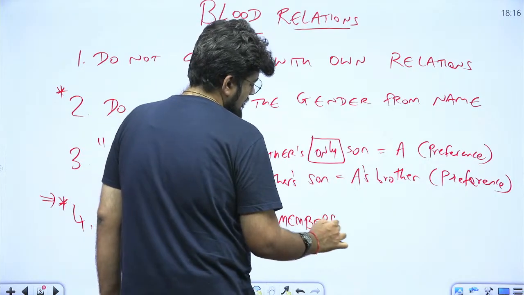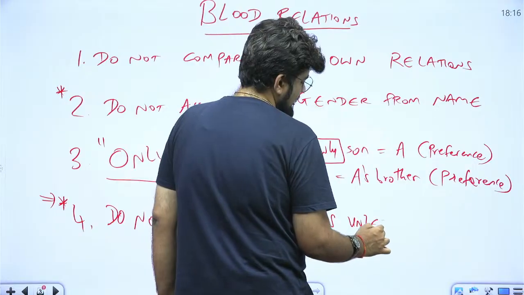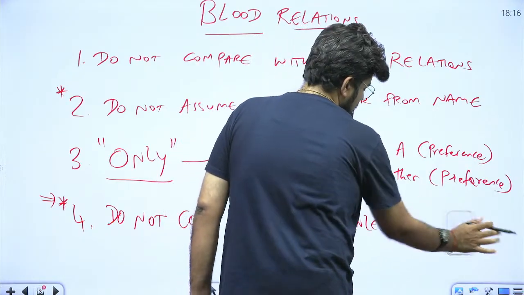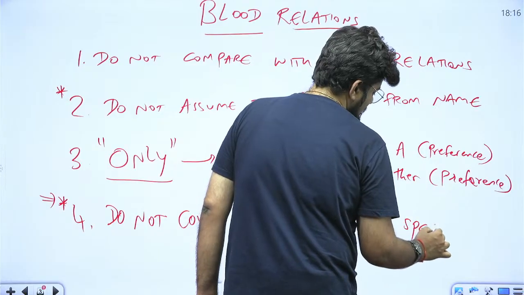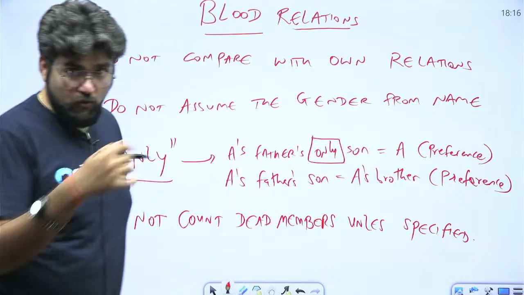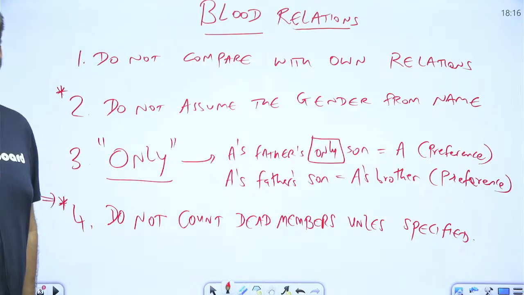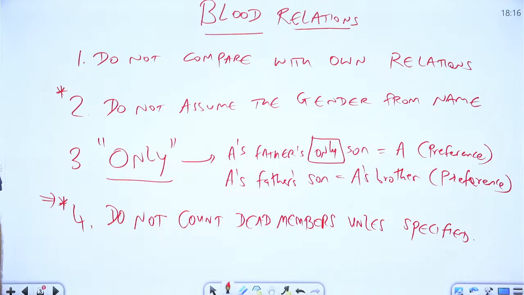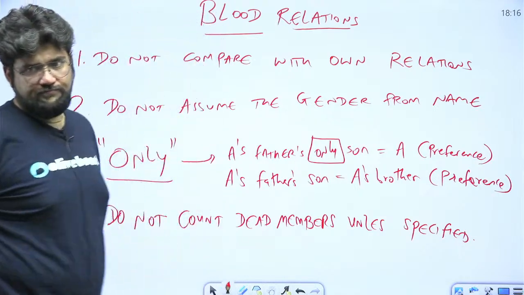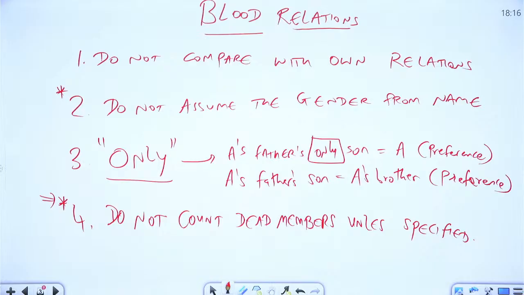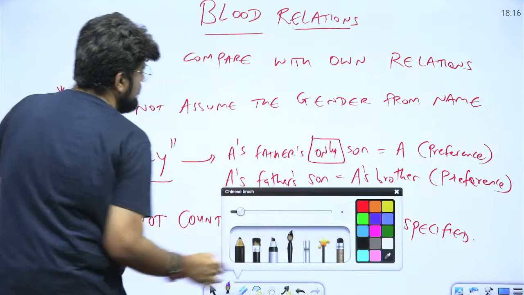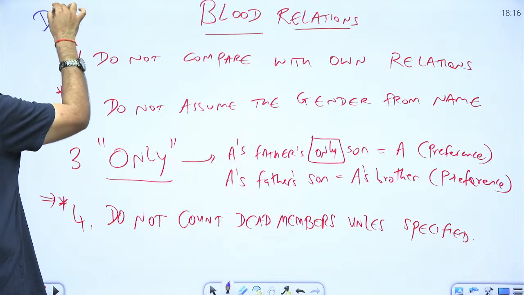unless specified. Maybe in the question, after giving you this question, they might say, how many male members are there in the family, including dead members. Living and dead. It can be written how many male members are there in the family, bracket living and dead. So then you have to count. Okay, so these are the do's and don'ts of blood relationship which I want you to remember.